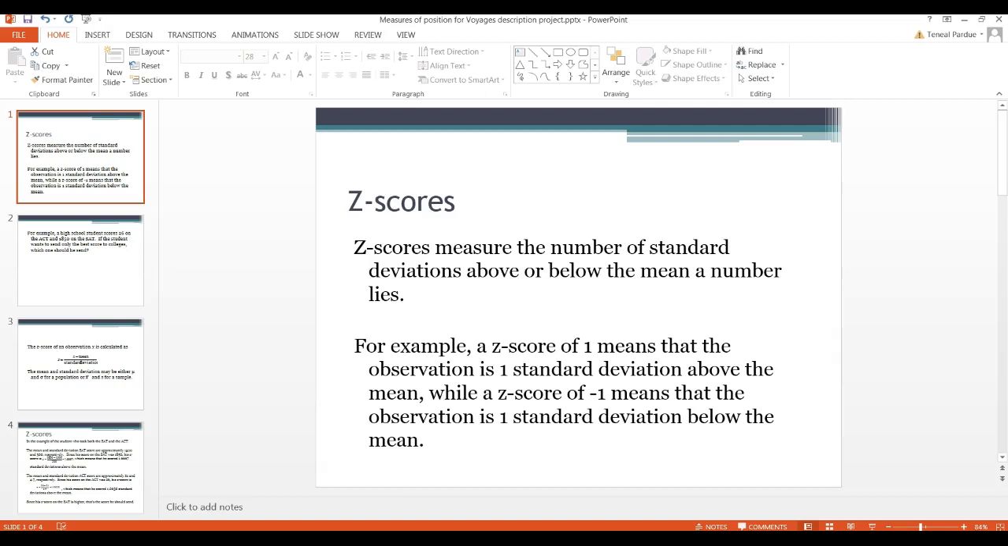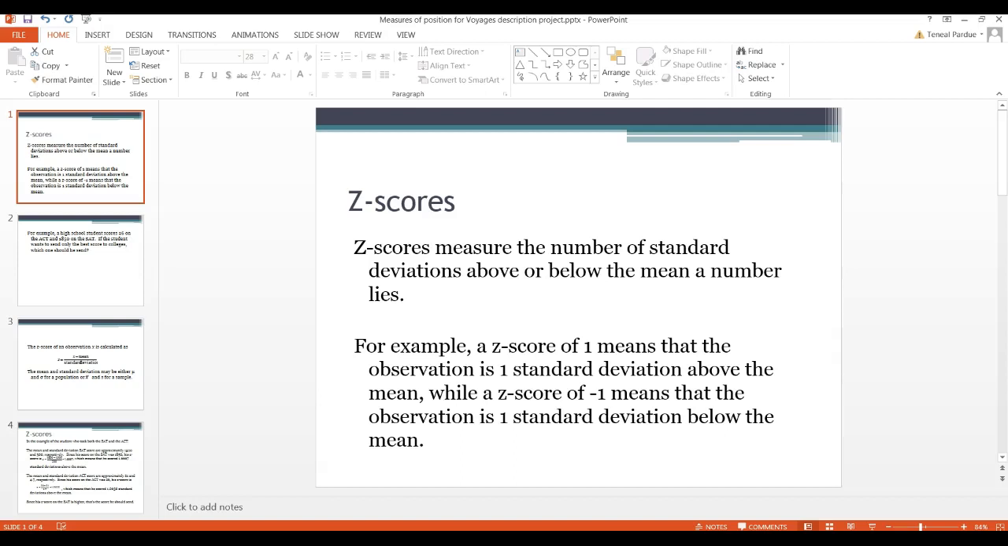Now we've talked about z-scores before in the context of the normal distribution, but I want to make sure that they're clear in this context. And what we're going to use z-scores for here is as a measure of relative position. So z-scores are a way to measure the number of standard deviations above or below the mean an observation lies.